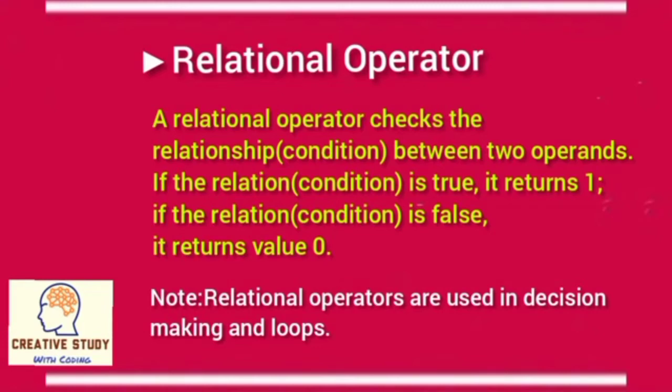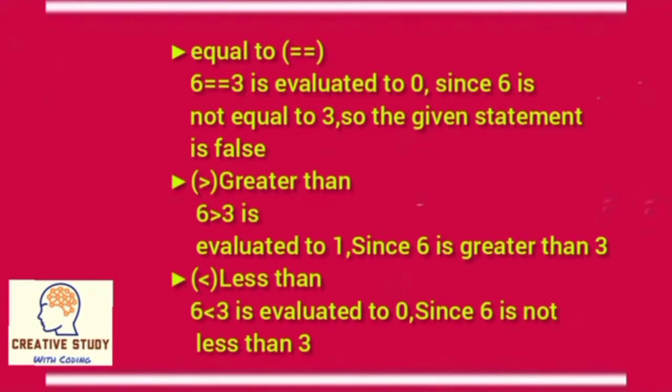Let's see relational operators like equal to operator. 6 == 3 is evaluated to 0 since 6 is not equal to 3, so the given statement is false. Let's see another relational operator, greater than. 6 > 3 is evaluated to 1 since 6 is greater than 3. Let's see another relational operator, less than. 6 < 3 is evaluated to 0 since 6 is not less than 3.